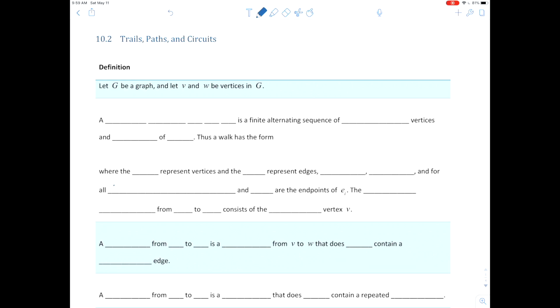It has several components to it, and the premise for it is that we let G be a graph and V and W are vertices in G. A walk from V to W is a finite alternating sequence of adjacent vertices and edges.